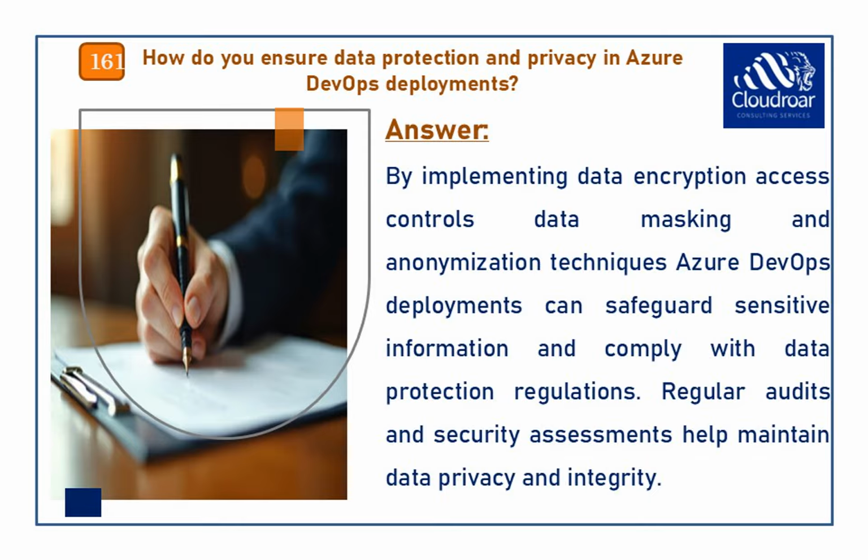Question 161. How do you ensure data protection and privacy in Azure DevOps deployments? By implementing data encryption, access controls, data masking, and anonymization techniques, Azure DevOps deployments can safeguard sensitive information and comply with data protection regulations. Regular audits and security assessments help maintain data privacy and integrity.